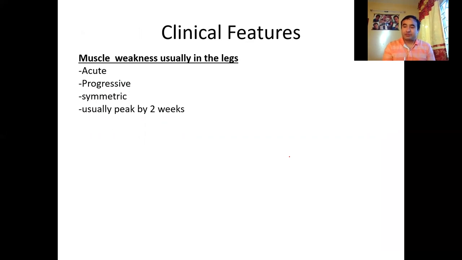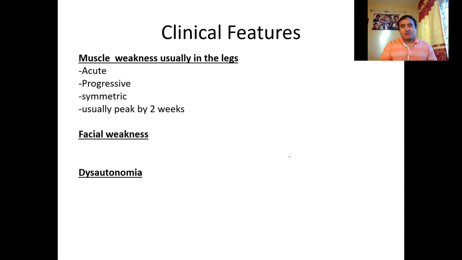Usually it's acute, similar to the history that I have given you, progressive and symmetrical. It causes weakness in both limbs, both the upper limbs and both the lower limbs. It has a progressive course and most of the time it peaks by the end of 2 weeks, and then later on it regresses. Okay, later on it regresses by the 3rd week, and most patients recover by the 4th week. So this is the way we have to suspect it when there is acute onset of symmetrical progressive weakness.